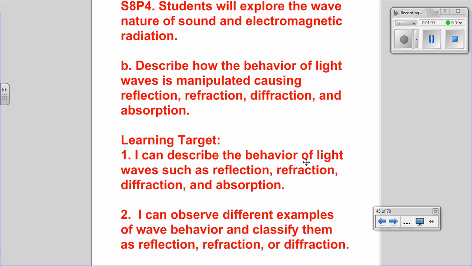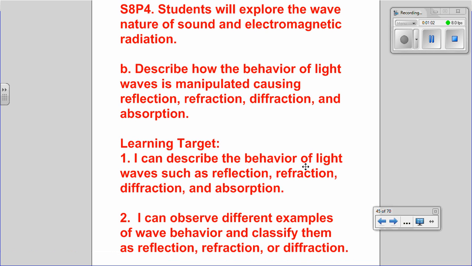We have two learning targets here that you need to make sure you add to your student-friendly standards in your notebook. Learning target 1, I can describe the behavior of light waves such as reflection, refraction, diffraction, and absorption. I can observe different examples of wave behavior and classify them as reflection, refraction, or diffraction. So those are our learning targets that we want to be able to accomplish within these lessons on wave behavior.